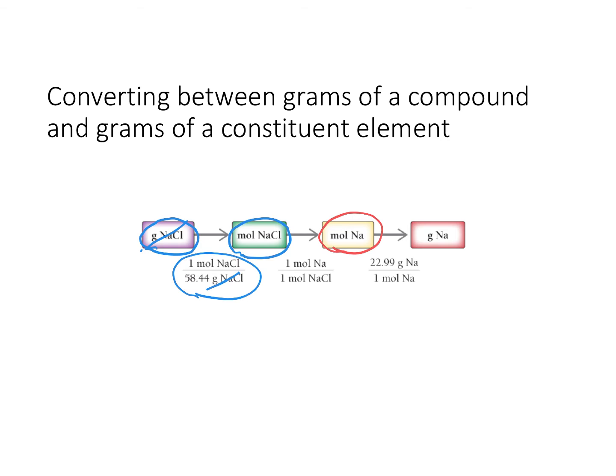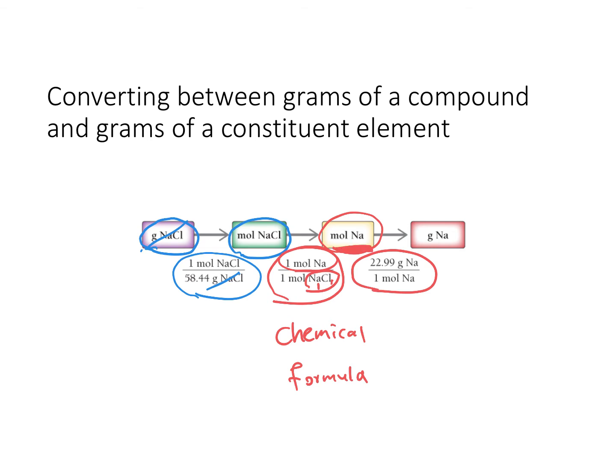So you say in 1 mole of NaCl, when we don't write anything, it means 1. You have 1 Na atom, 1 Cl atom. So in 1 mole of NaCl, you have 1 mole of Na. With this conversion factor, from the chemical formula, you convert moles to moles. And then finally, you convert moles of your constituent element to grams of that element with molar mass. This mole with this mole cancels out, and then you find grams. So this is the general procedure, and we're going to solve some problems to make sure that we know that.